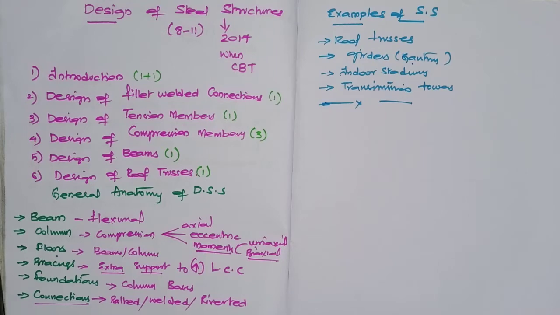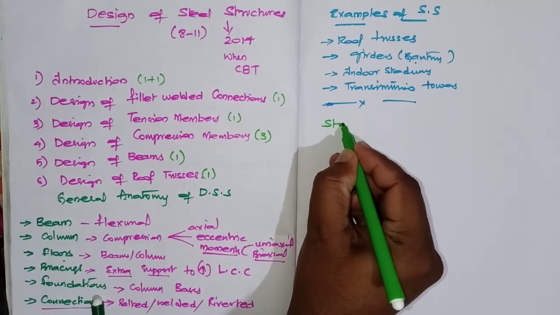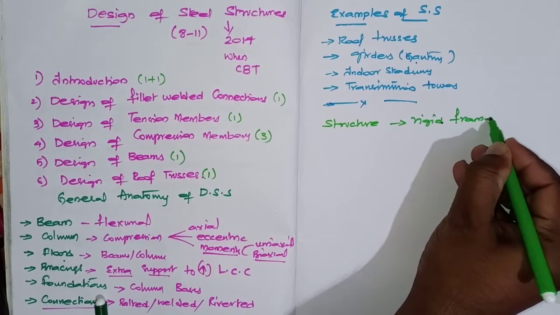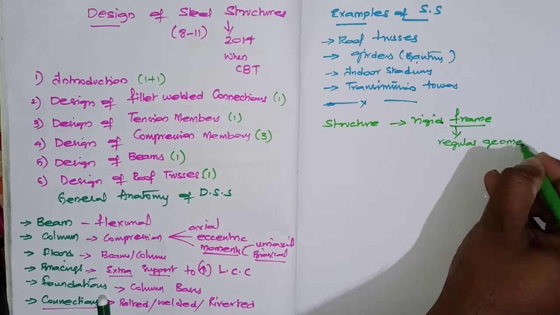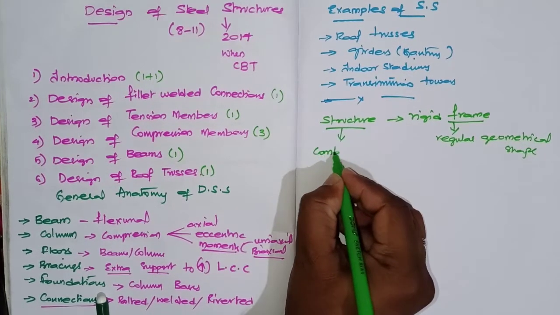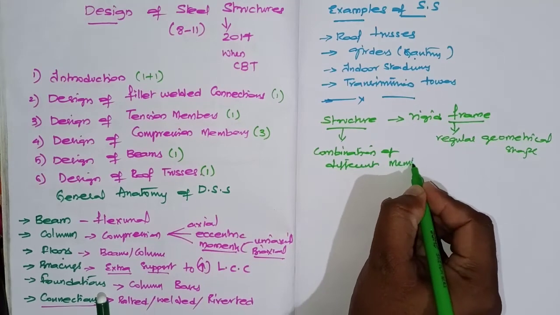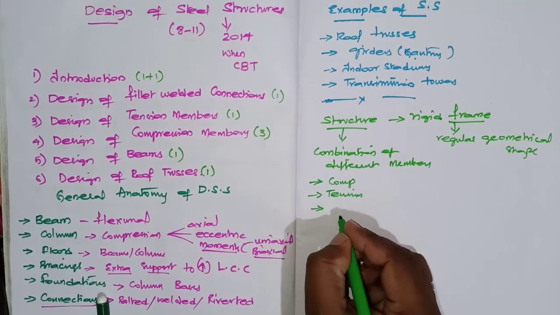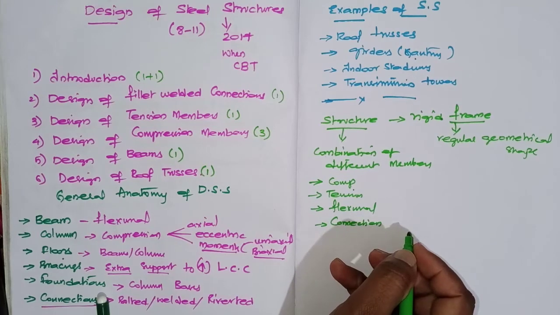Generally a steel structure is a rigid frame structure. What is this? It is a rigid frame structure, and a frame is nothing but having some regular geometrical shape. In general it is a combination of different members: compression, tension, and flexural members with some connections. All together only a steel structure can be framed.